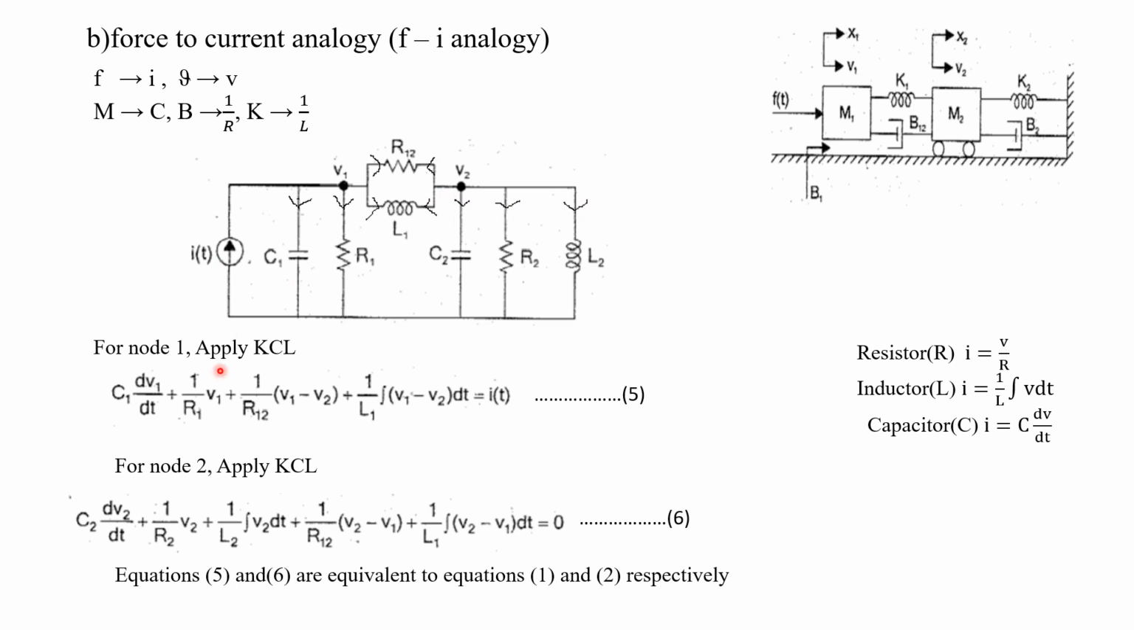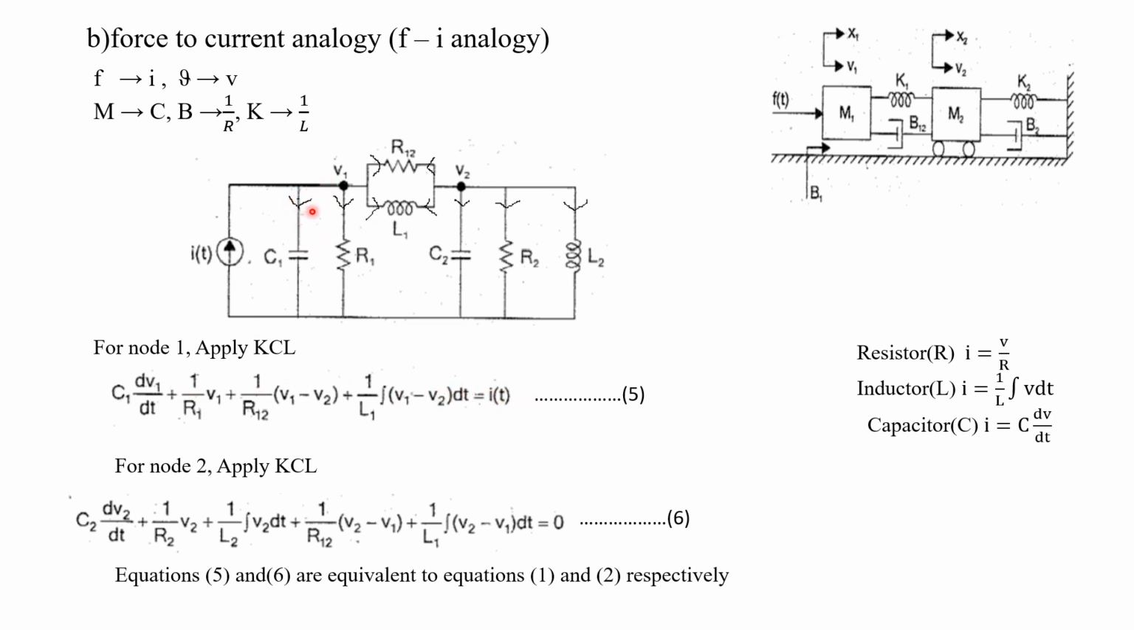Now we can apply Kirchhoff's current law for this node V1, where the voltage is V1. What's the formula? The sum of the currents flowing towards the node is equal to the sum of the currents flowing away from the node. Here there is a single current flowing towards the node and 4 currents flowing away. So on one side of the equation will be I of t, the incoming current. On the other side we write all the outgoing currents.